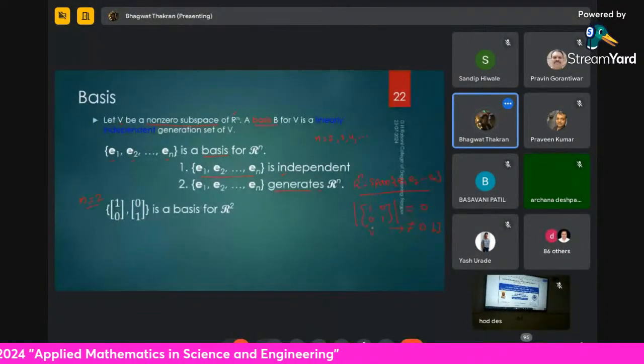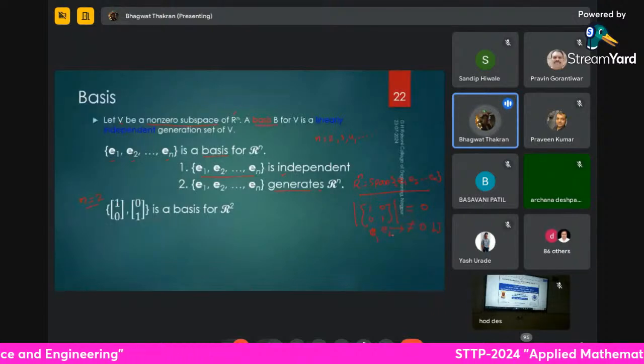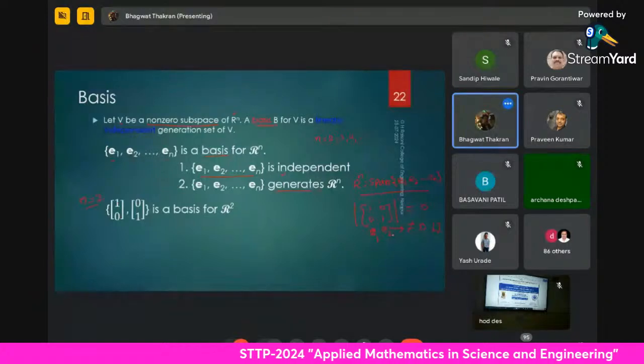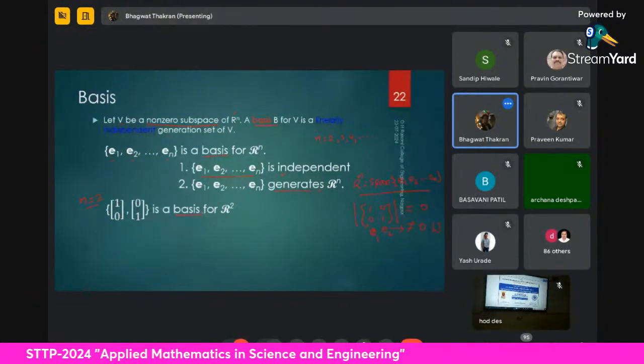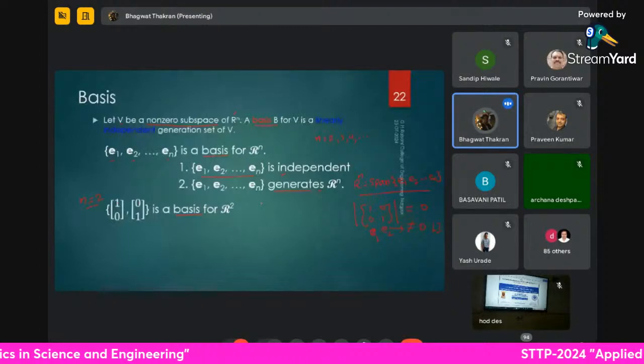My vector e1 and vector e2, these two vectors are linearly independent, and it is a basis for R2. That means it generates the whole space R2, the x-axis and y-axis.